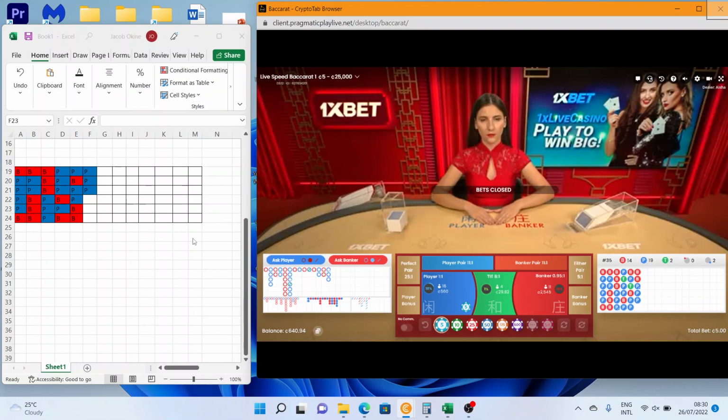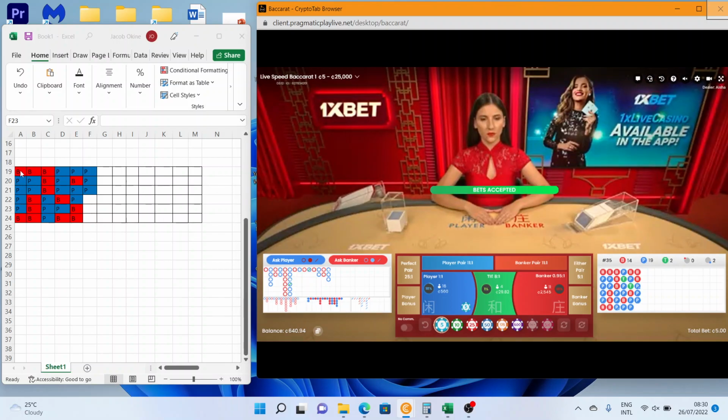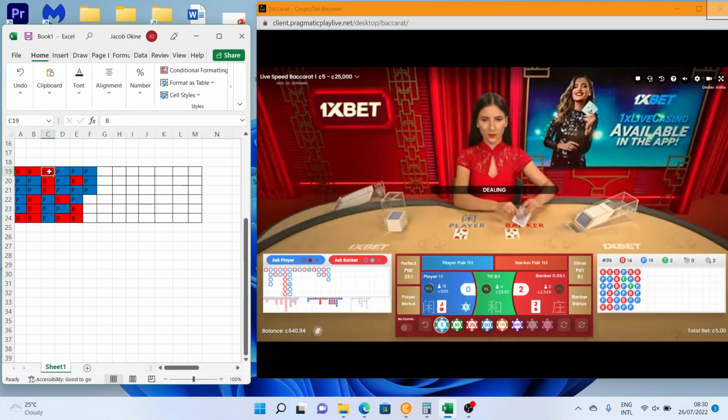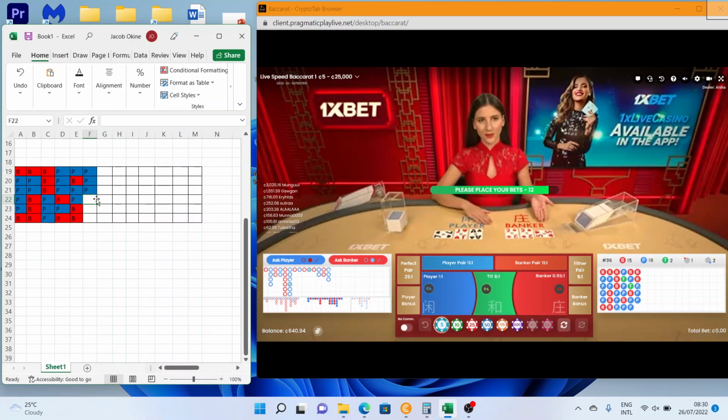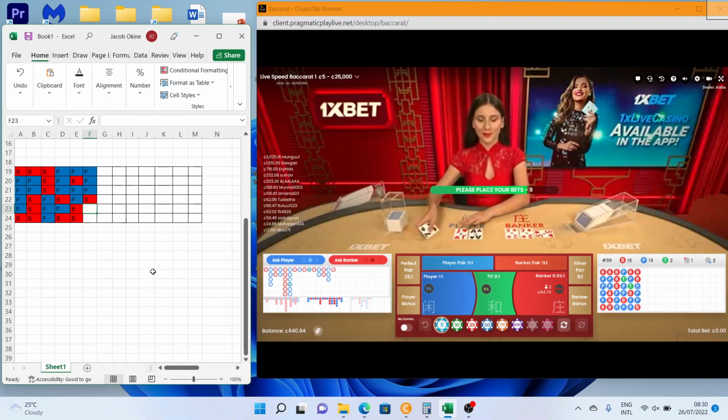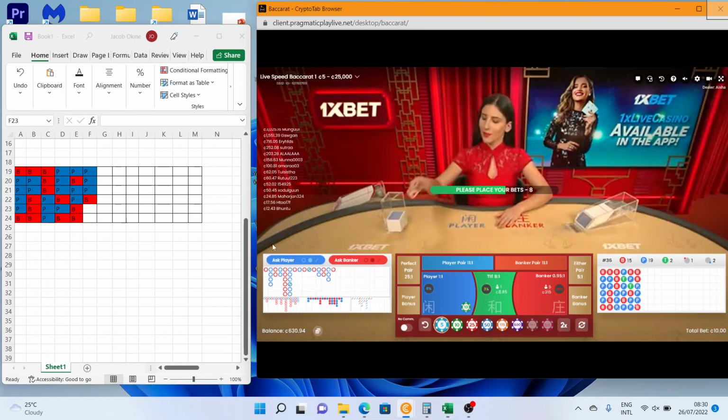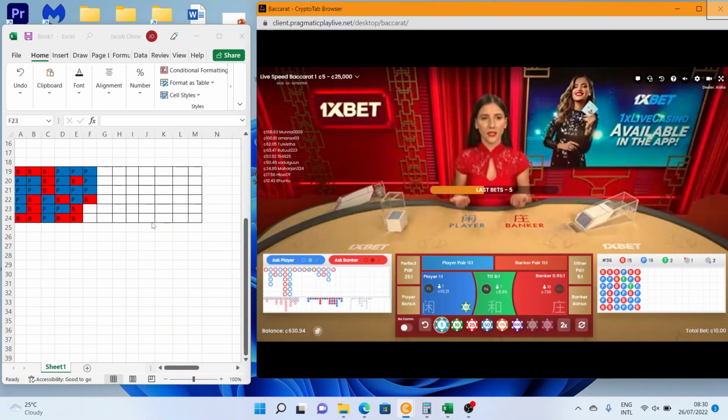So guys, the previous strategies also work perfectly. If you are starting the previous strategy, you would have placed on red, would have won on C19. Wow, banker stole that one from us. Okay, so we just double, just double.